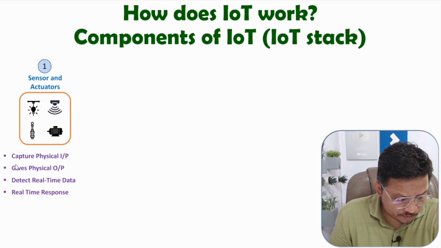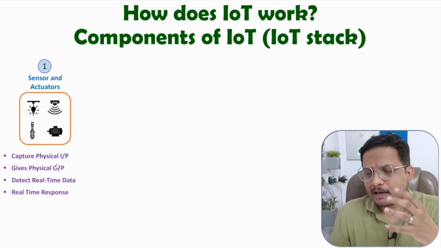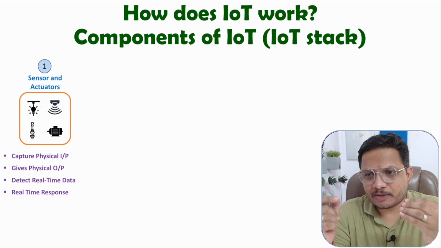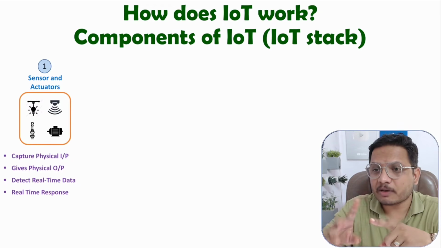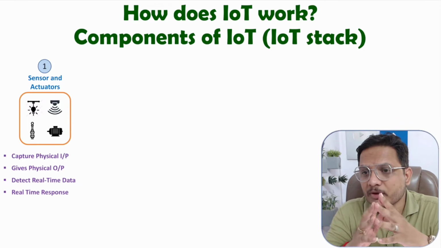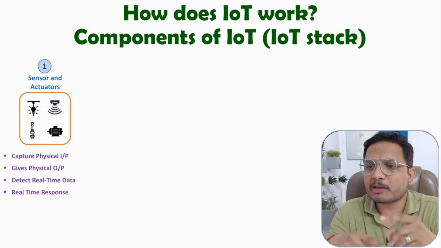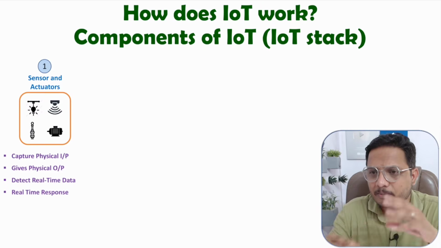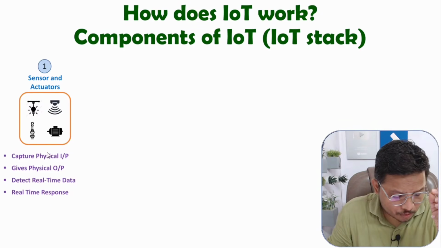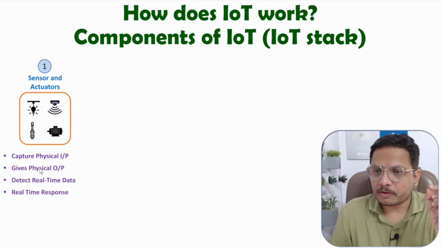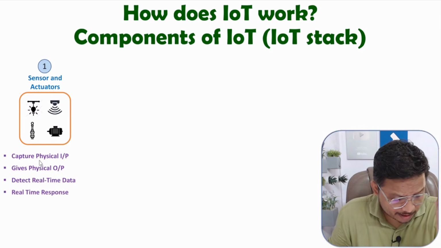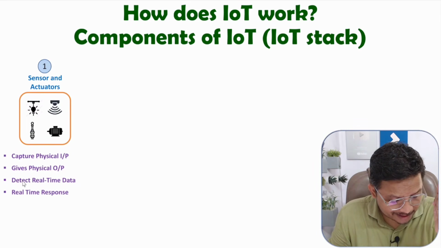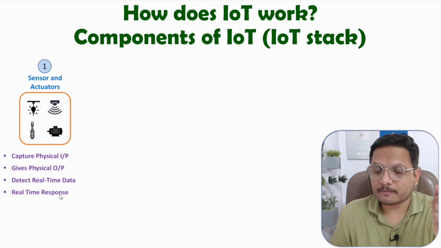Actuators are used to give physical output. Like we can use an LED as an actuator that will indicate whether things are happening or whether it is off, right? Likewise, you can use a motor as an actuator. You can turn on the motor based on the requirement. So basically, actuators are used to give physical output. You should know that in an IoT system, you will have real-time applications. So here, sensors are used to detect real-time data and actuators are used to give real-time response.